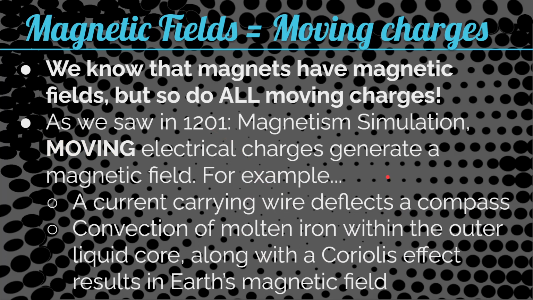All right, so we know that magnets have magnetic fields, but so do all moving charges. As you saw in that magnetism simulation assignment, moving electrical charges generate a magnetic field. We saw a current carrying wire deflected a compass. You also saw that in your RA. We just talked about convection of the molten iron in the Earth's outer liquid core, along with the Coriolis effect, results in Earth's magnetic field. We have all of this movement and churning of this molten material, and so that's moving charges as well.